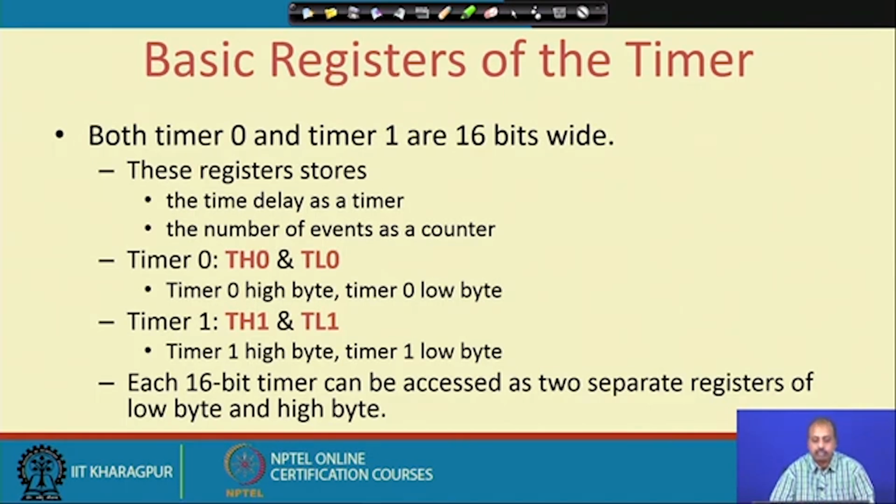Timer 0 has got these 2 registers, TH0 and TL0. TH0 is the higher order byte, and TL0 is the lower order byte. Similarly, timer 1 has got TH1 and TL1 registers. Out of that, TH1 is the higher byte and TL1 is the lower byte. So, this 16-bit register can be accessed as 2 separate registers, TH and TL. Okay. We will be seeing that while initializing these registers to some value, we have to do it in terms of 8-bit registers.